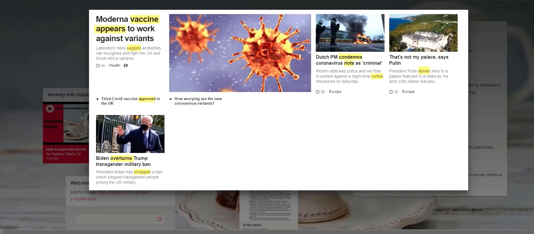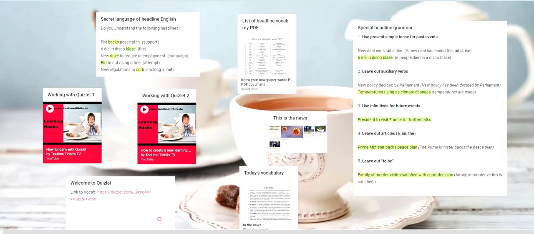Have you ever read the newspaper headlines and were not really sure what they really meant? Well, today is an episode for you. It's all about English in newspaper headlines. Newspaper headlines are designed to be short, catchy, and of course to catch your attention. That's why they have short words and sometimes strange grammar.